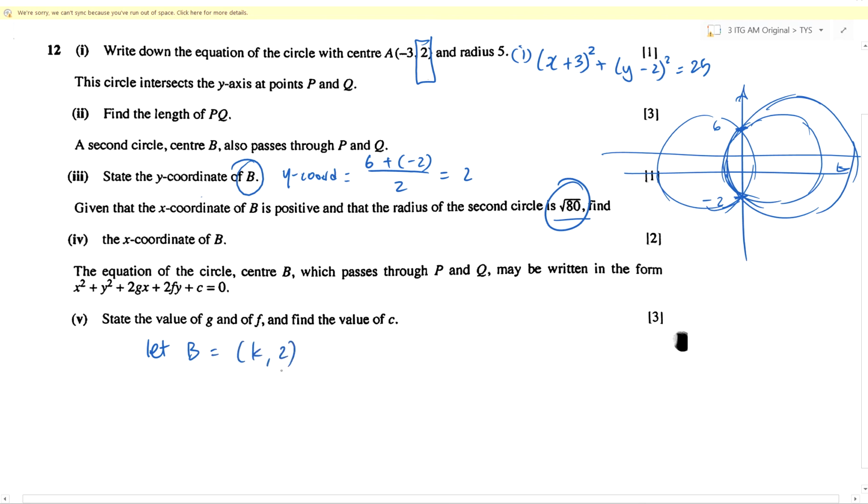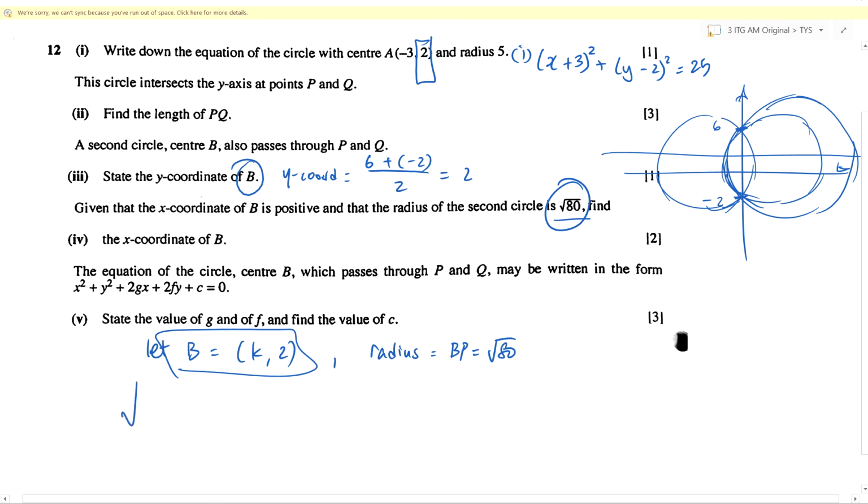We know that the y coordinate is going to be 2 already. We just need to find the x coordinate. It is an unknown that we let be equal to k. So we also know that BP, which is the radius, from B to P, whether it's B to P or B to Q, we get √80. Radius equals BP equals √80. Then we have the length from B to P. We are trying to find the length from B to P.